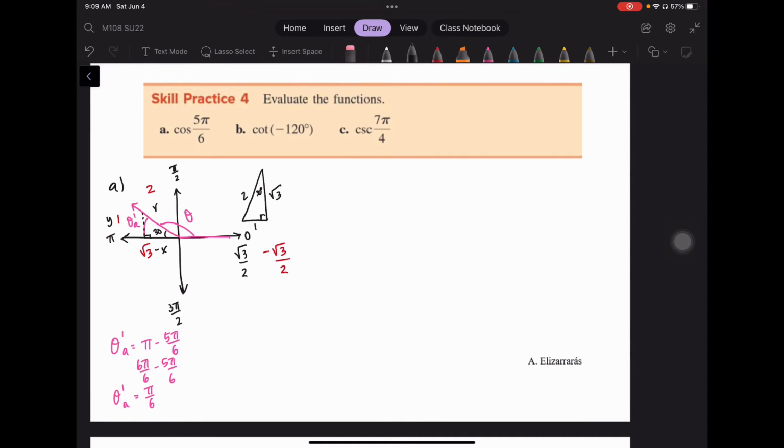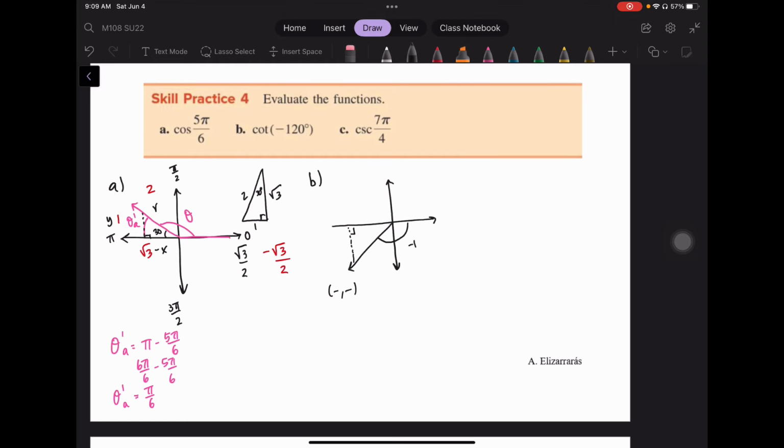For part B, we have negative 120 degrees. And we're doing the cotangent, which is going to be adjacent over opposite. Negative 120 degrees goes clockwise, so we're starting from the fourth quadrant, past the y-axis, into the third quadrant, where both x and y are negative. We draw our triangle here.